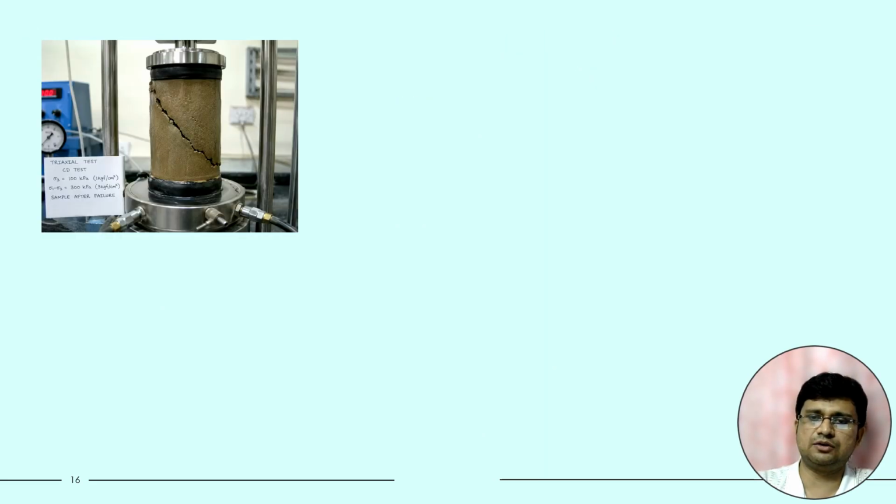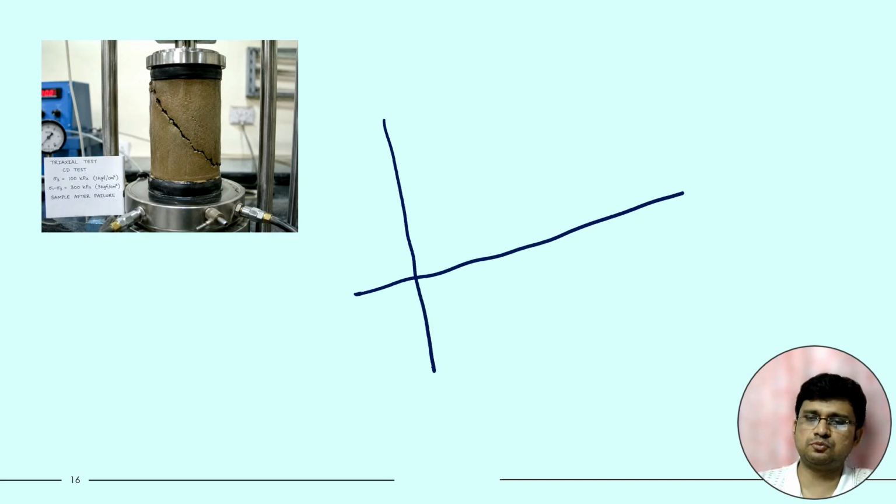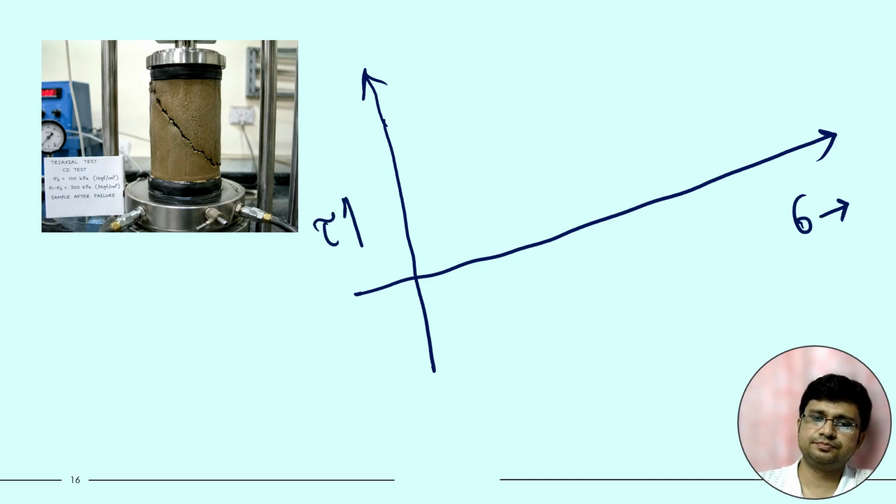Now we have to draw the Mohr circle. Along the x-axis there will be sigma, along the y-axis there will be tau. Now this soil is cohesionless soil, so for cohesionless soil, C will be 0. So the failure envelope will look like this.